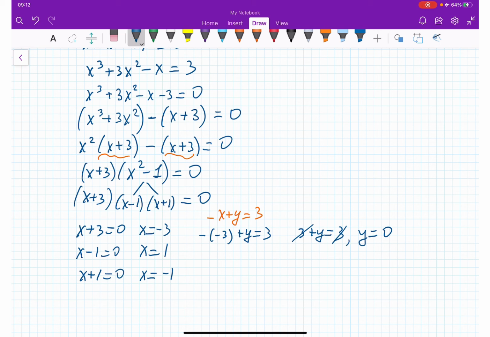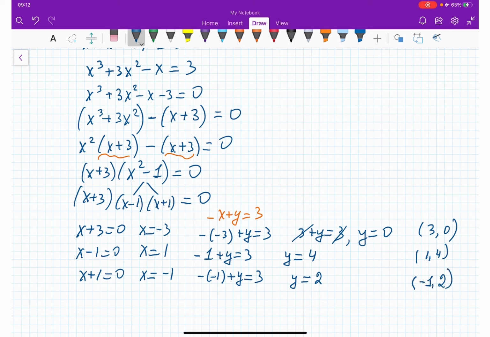Yes? Which means the answer is going to be 3 and 0. Second one, x is 1. So negative 1 plus y equal 3. Y is equal 4. And the answer is going to be 1 and 4. And third one, negative 1 plus y equal 3. So it's going to be positive 1. Y is going to be equal 2, and the answer is going to be here negative 1 and 2.